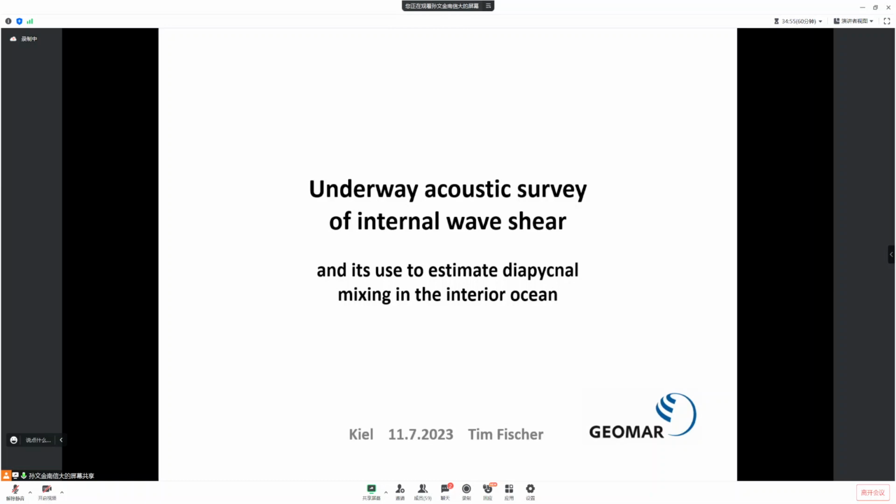His doctoral thesis focused on utilizing the ADCP data for estimating diapycnal mixing. Since then, his research interests have expanded to include studying dissolved gas fluxes and diapycnal mixing in mesoscale eddies and so on. His contributions have greatly advanced our understanding of those phenomena in oceanography. The topic of his presentation today is underway acoustic survey of internal wave shear. Now let's welcome Tim to deliver an exciting presentation for us. Tim, welcome.